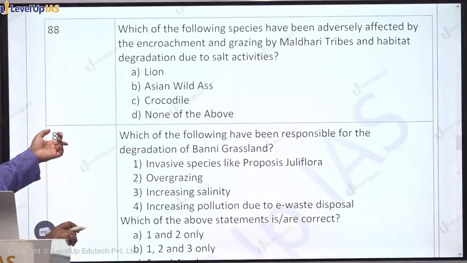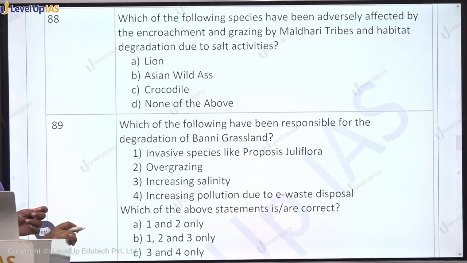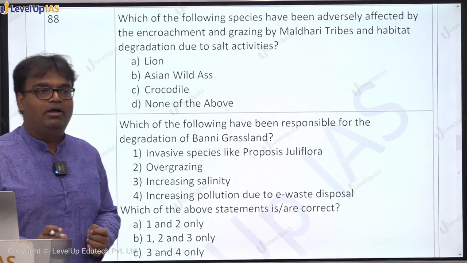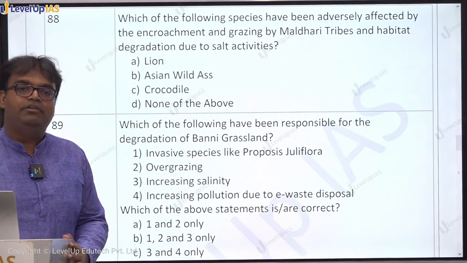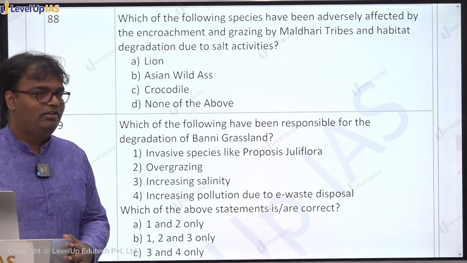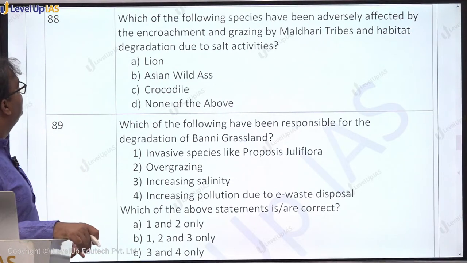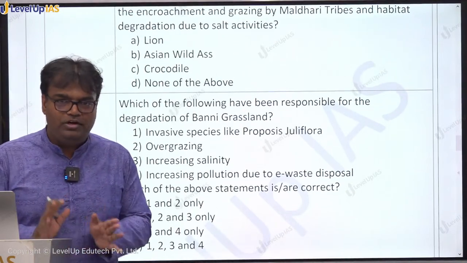88, Maldhari tribes के encroachment से which of the following species getting affected? Maldhari tribes, grasslands of Gujarat, वहीं पे invasive species Prosopis juliflora, all that is affecting Indian wild ass. 88 B. Are we all clear about it? है ना, कोई डाउट नहीं है.